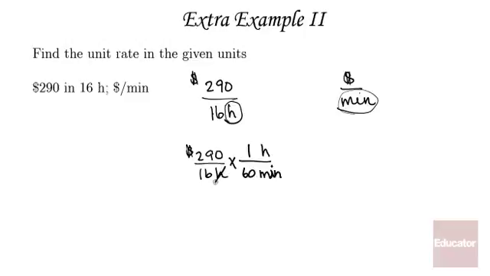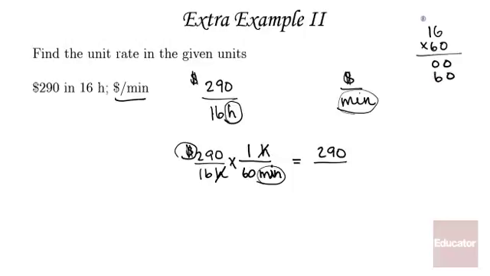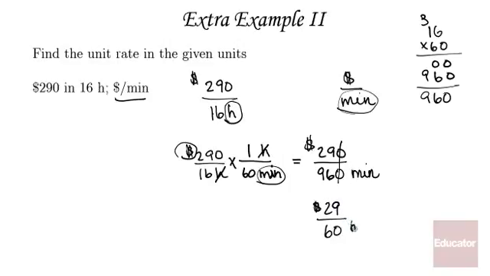So now you're going to have the hours and the hours canceling, leaving you with dollars over minutes, which is what they're asking us for, our goal. So we have 290 over 16 times 60, which is 960 dollars over minutes. We can simplify this by knocking off the zeros, and it's going to be $29 in 96 minutes.